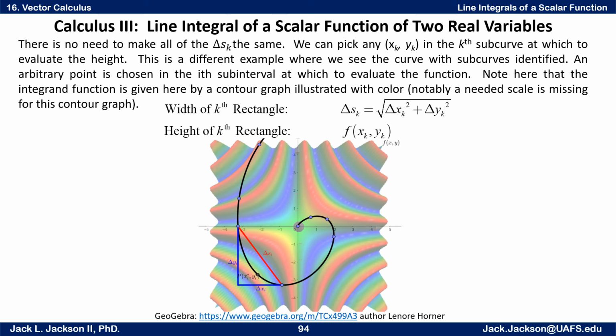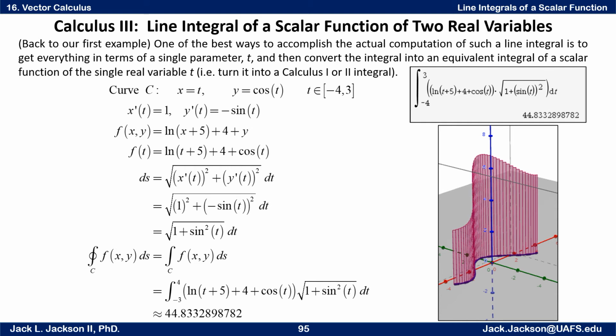Okay, let's go back to our original function here. One of the best ways to figure out what this integral is, is to parameterize everything. Get everything in terms of, say, a parameter t. If we can give parametric equations for that curve, then we can turn the integral into a definite integral of one variable, which is basically a Cal 1 integral. So we're going to turn a line integral into a regular definite integral.